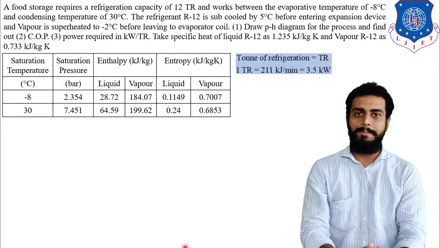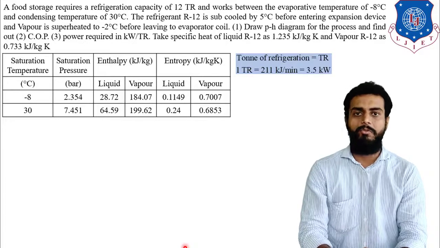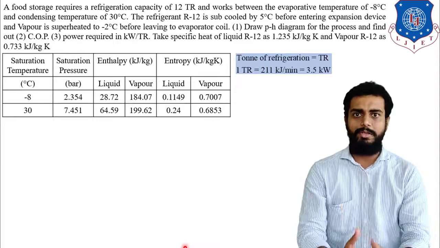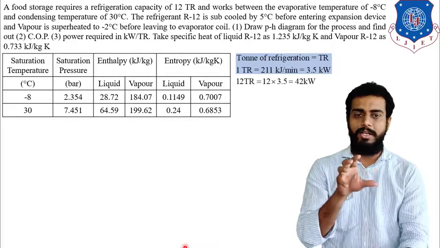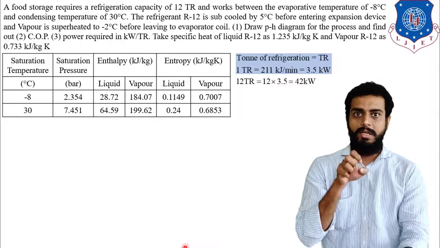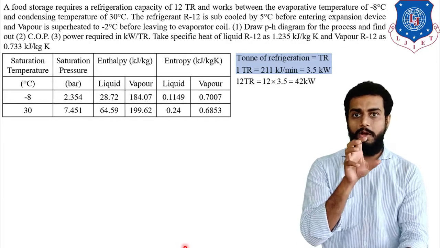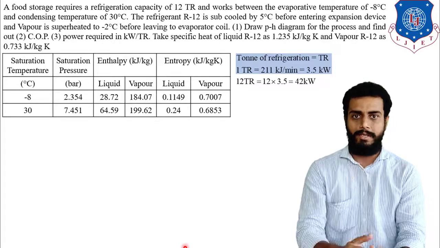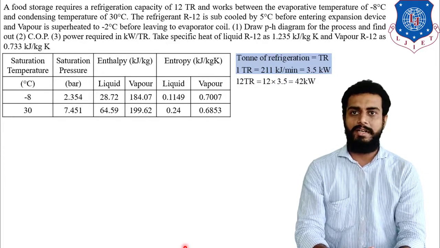So 1 TR is approximately equal to 211 kilojoule per minute or 3.5 kilowatt. Here 12 TR is given, that will be equivalent to 42 kilowatt, right? So ultimately this TR, ton of refrigeration, is our target, that this much heat shall be removed. So the target is 42 kilowatt of heat to be removed continuously. That is ultimately our refrigerating effect that is given to us. Clear? Now let us read the data further.